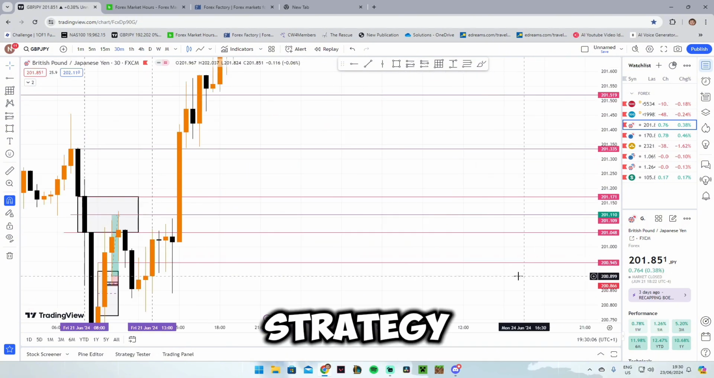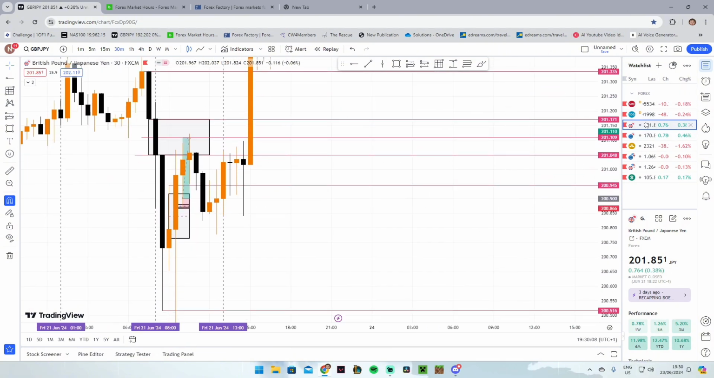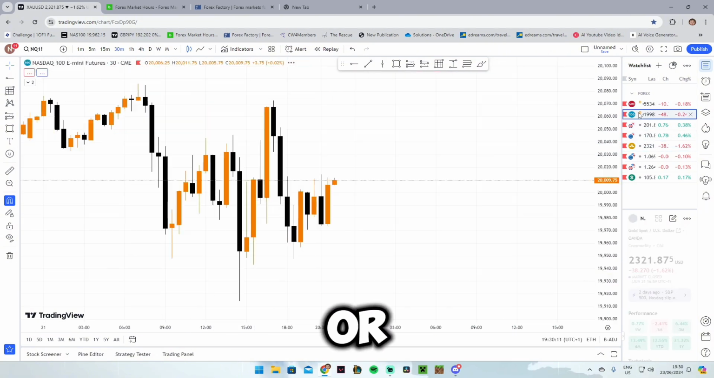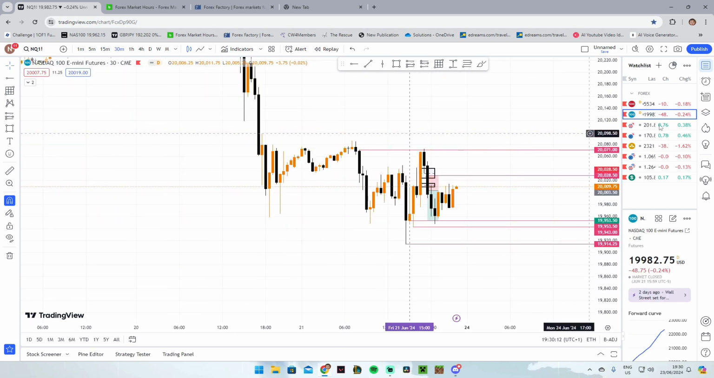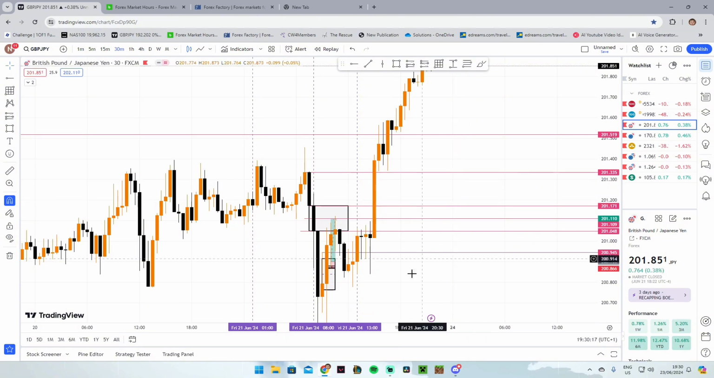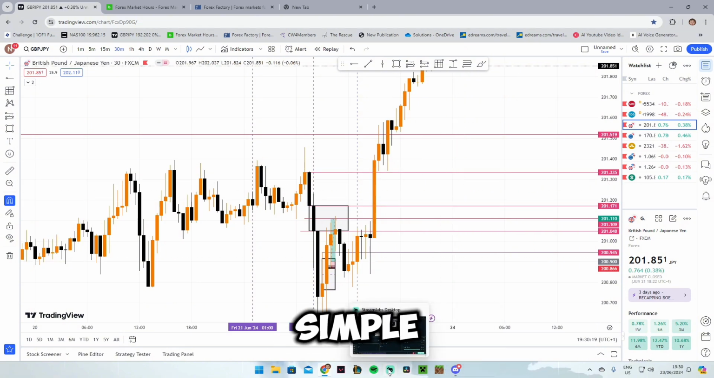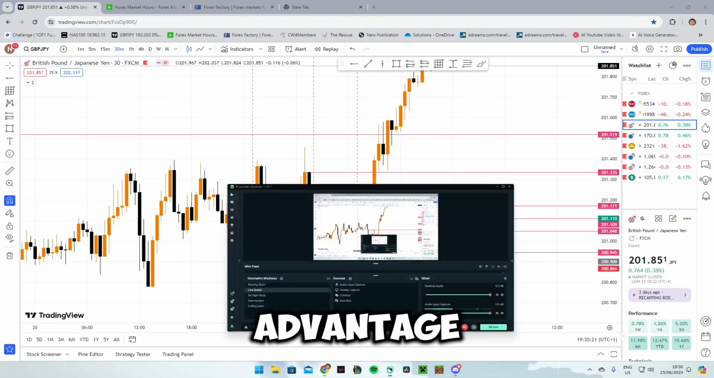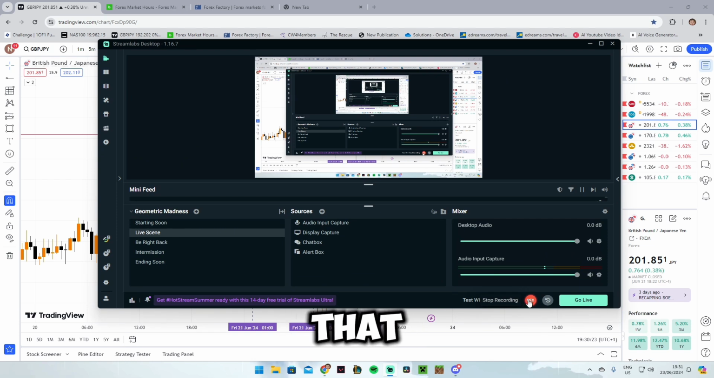Like, this is the strategy I use for all my pairs, be it Forex, commodities, or futures. Like, 4 out of 4 we just won. Like, it's that simple. Use it to your best advantage. Do what you want to do with that strategy.